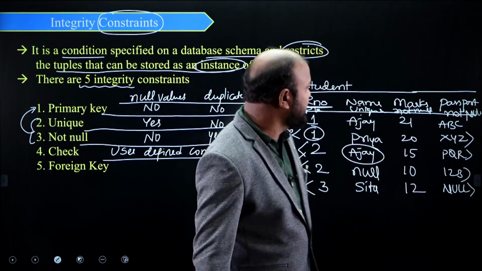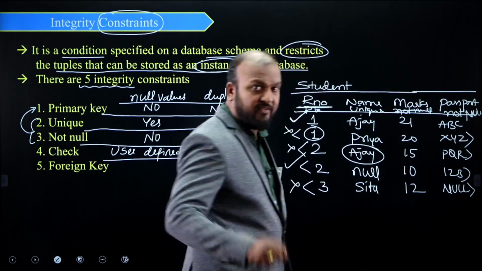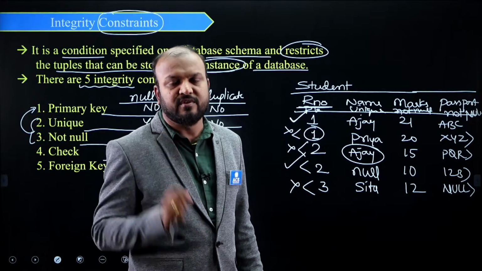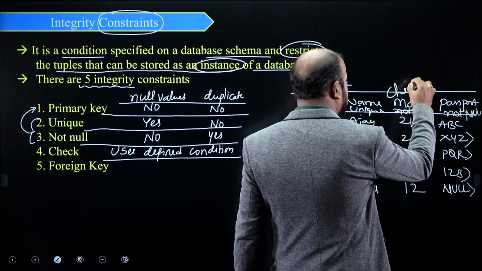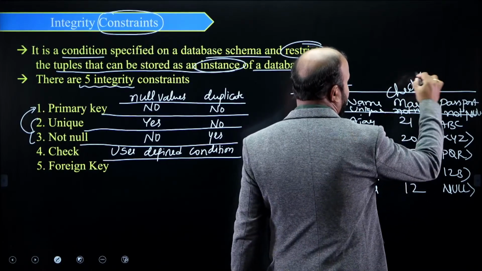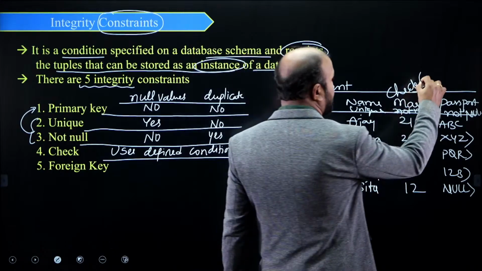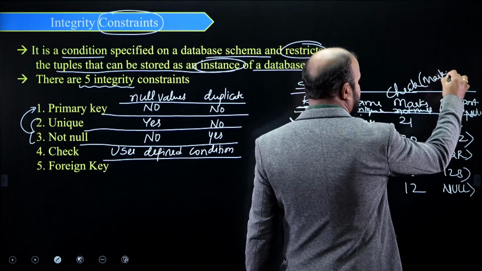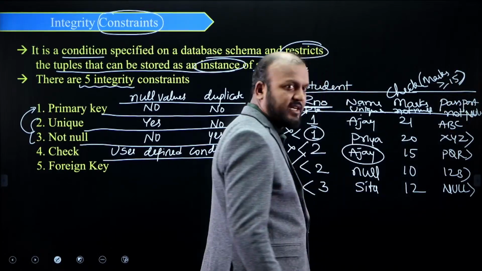Let us say an example. I wanted to write one condition on the marks, that every student should have a minimum of 15 marks. So if it is to have a minimum of 15 marks, then we can write a condition over the marks while creating the table: check marks greater than or equal to 15.